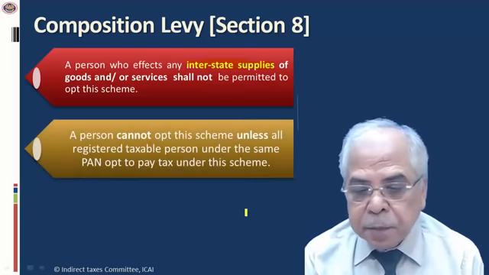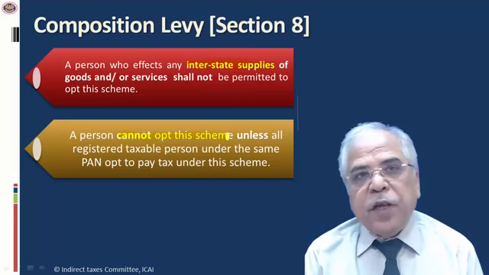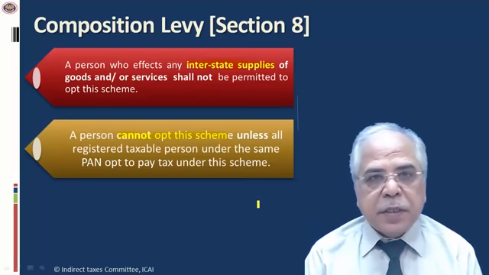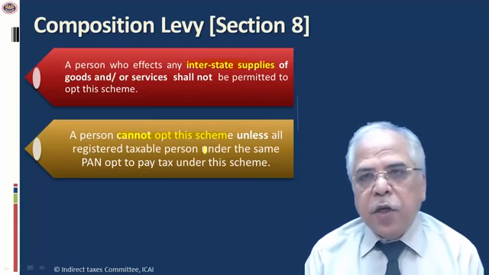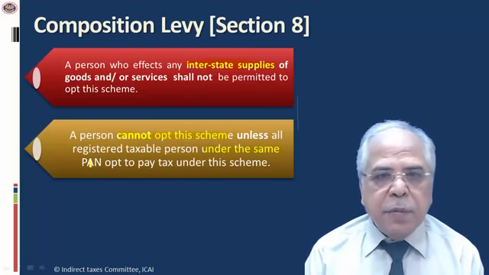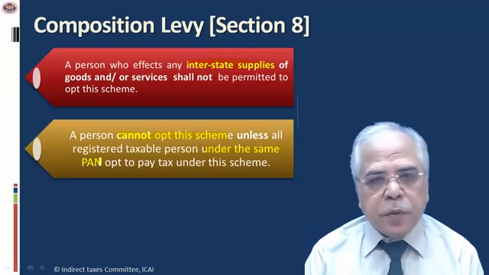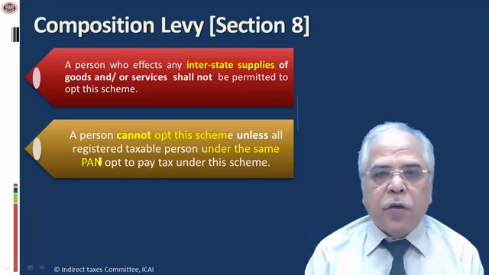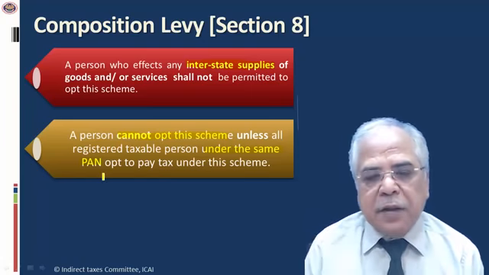Then the second condition is that a person cannot opt for this scheme if his turnover exceeds 50 lakh with regard to all registered taxable persons under the same PAN number. Meaning thereby, let us say I am a service provider who is having 4 offices in India, maybe in the states of Delhi, Bombay, Calcutta and Madras. And in case I want to opt for the composition scheme, first of all the 4 offices should engage into interstate supplies, and then the aggregate turnover of all the 4 offices shall not exceed 50 lakh in a financial year.